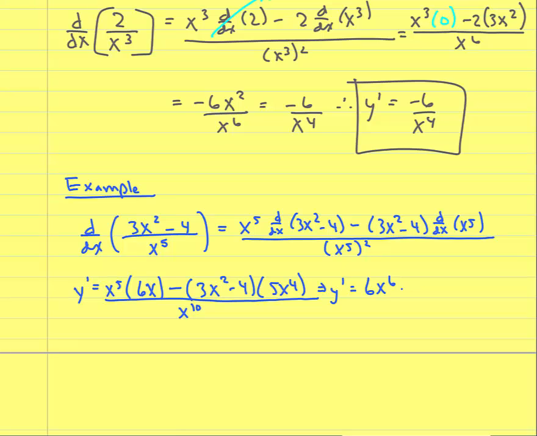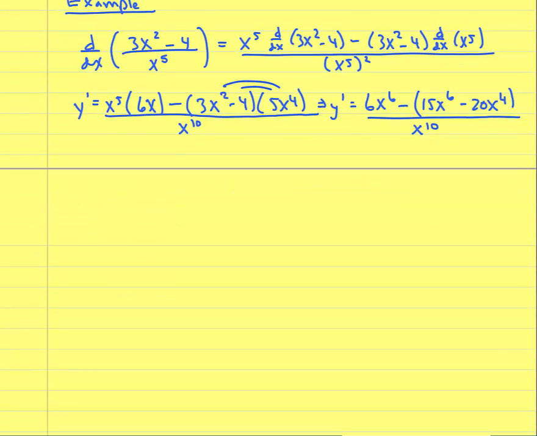Okay, so I have a couple different things going on here. I'm going to put up a minus sign, and then I'm going to take this 5x to the 4th and distribute. So I'd have 5 times 3 is 15x to the 6th minus 20x to the 4th. So we're getting close on this one.